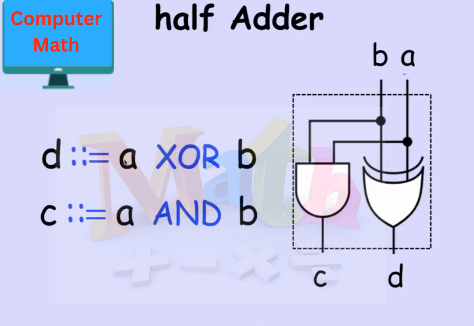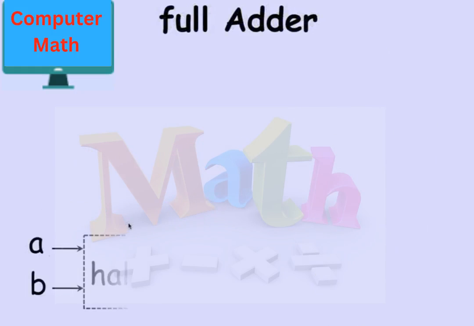And let's check that. The lower order digit is definitely the mod 2 sum, the XOR of A and B. And when is there a carry? Well, the only way there's a carry is when the value is 2, in which case the output C would be 1 and D would be 0. And that's exactly when both A and B are 1. That is, C is A and B. So that's a half adder. That was easy.